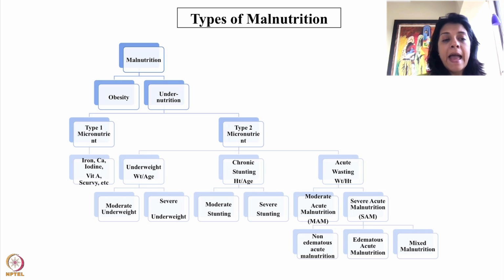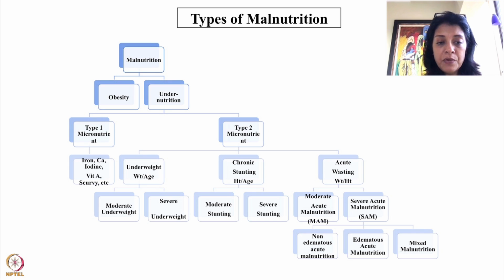Okay, and then you have type 1 nutrient deficiency. So remember type 1, which nutrients I mentioned? I mentioned iron, calcium, iodine, vitamin A, vitamin C, vitamin B. Those are all basically type 1 nutrient deficiency. And in that, as I said, you will not see much growth failure, but what you will see is symptoms. Okay, now let's come back to your type 2 nutrient deficiency.